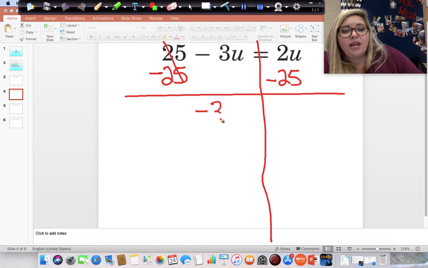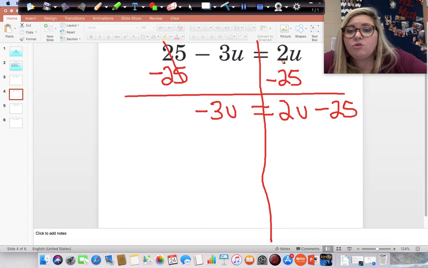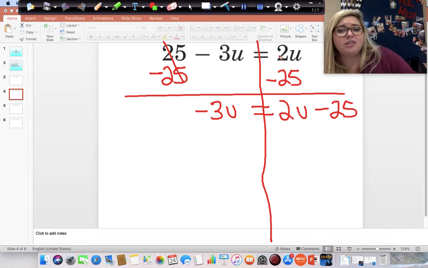We are left with negative 3u equals 2u minus 25. Remember, you cannot add or subtract constants and variables or coefficients together. We cannot do that. Okay, coefficients is just another name for the number in front of your variable.